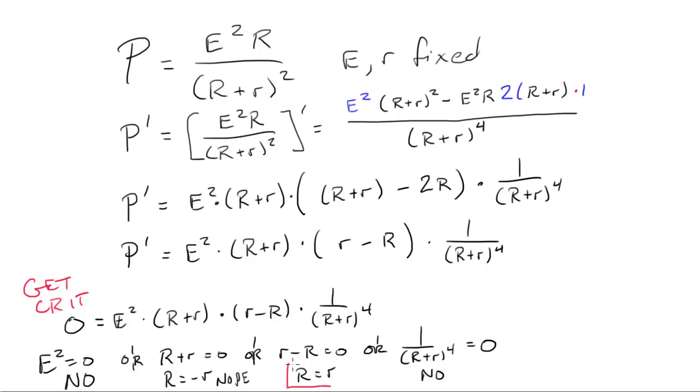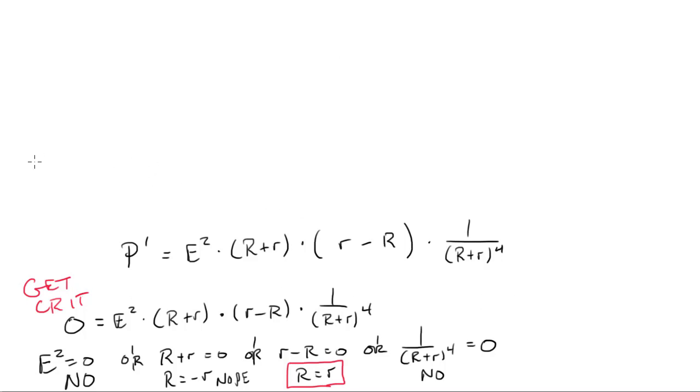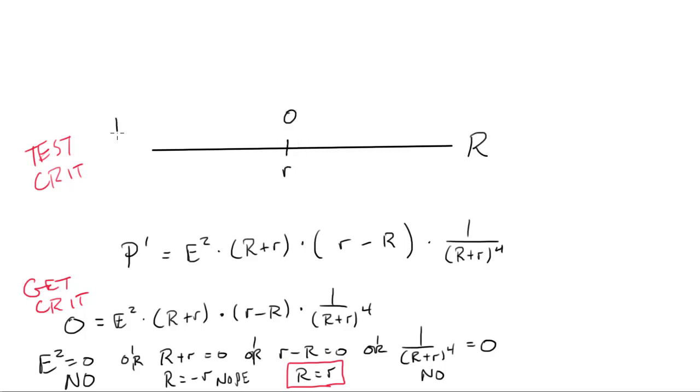So we have one critical point, which matches what we saw in our little graph when we just kind of tried to see what it looked like. So now we're going to test that critical point. I'm not going to compute P double prime because it's just too many terms. I only have one critical point, so I just got to find the sign on either side. Since it's all multiplied out, it's easy. I can just look at the sign of each term. All of them are positive except for that one.